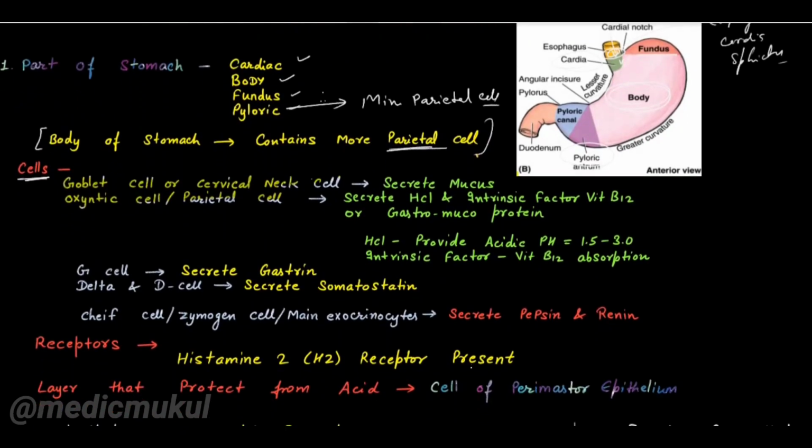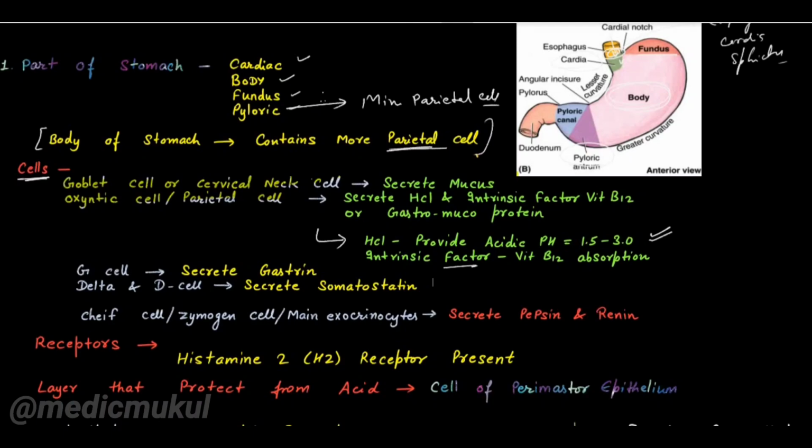The oxyntic cell, or parietal cell, also secretes HCl. HCl provides the acidic pH. And what is the acidic pH? The gastric secretion pH is 1.5 to 3.0, provided by the HCl. Intrinsic factor helps in vitamin B12 absorption.